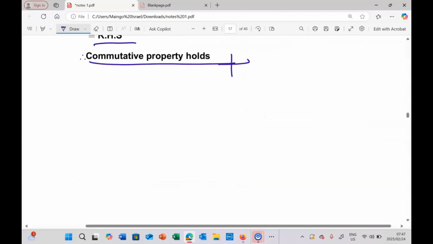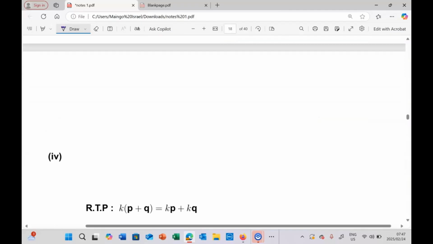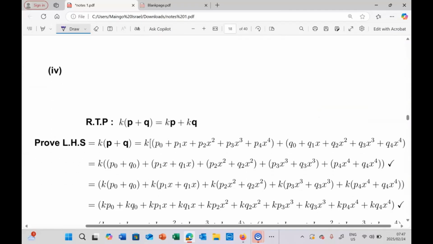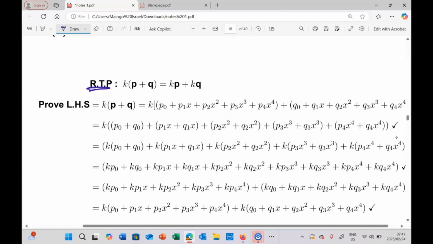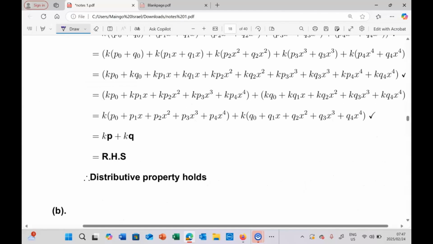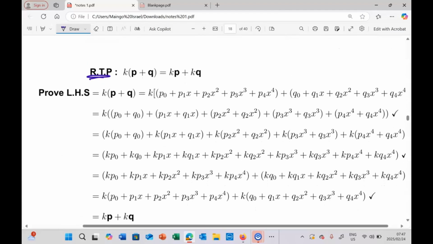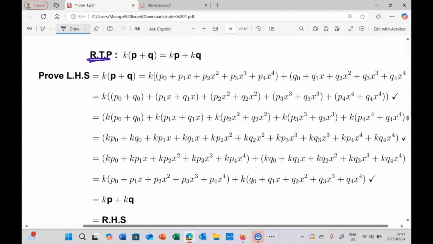Let's move to the Roman figure number 4, which is the last question. So now here we're required to prove the distributive property. We're required to prove that k times (p plus q) is equal to kp plus kq. We're just distributing the scalar. So now let's prove the left hand side.